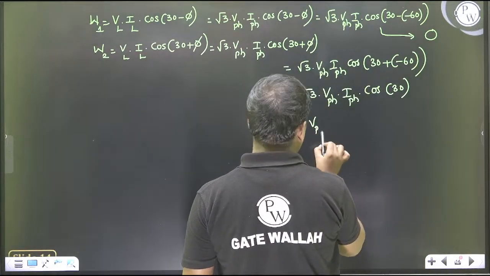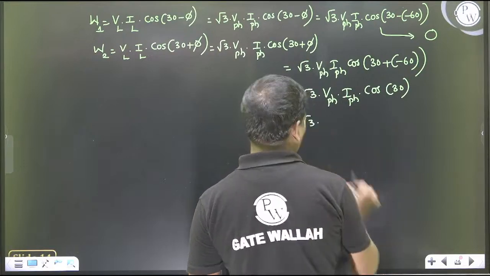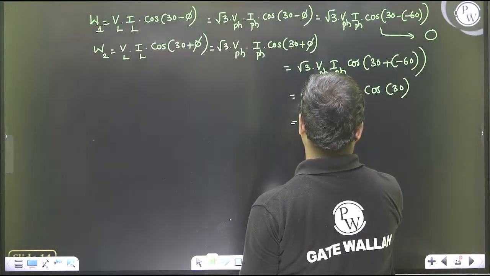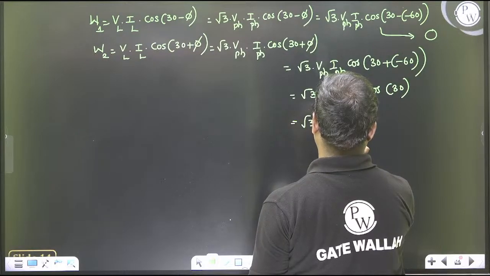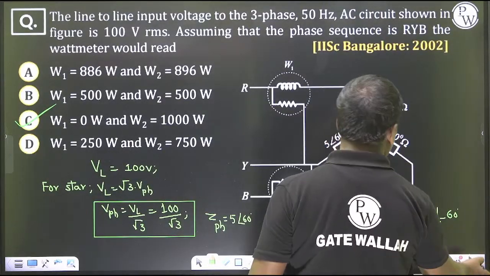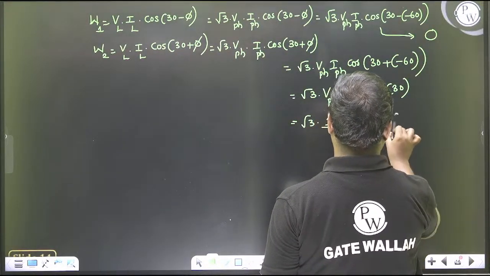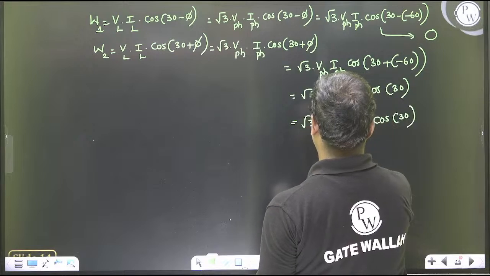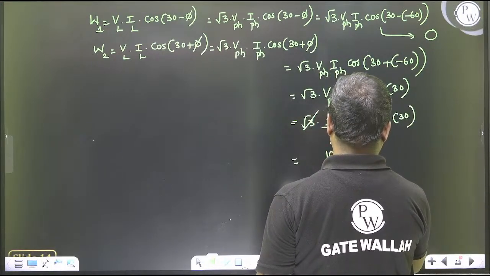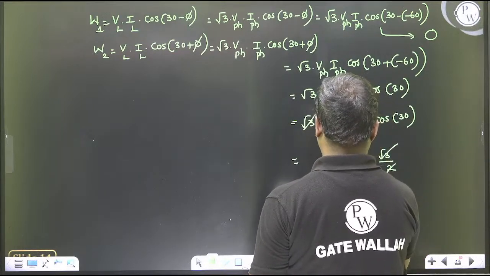So VPH कितना है? You know that. So what is VPH? That is 100 by root 3. What is the IPH? That is 20 by root 3. 100 into 20 by root 3, so 1000.